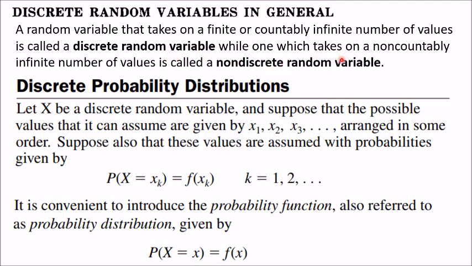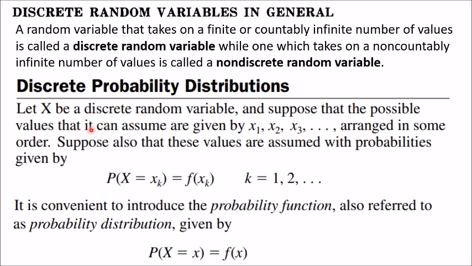While one which takes on a non-countably infinite number of values is called a non-discrete random variable, which will be discussed in the later part. Tinatawag natin yan na continuous variable. Now we have what we call the discrete probability distributions.